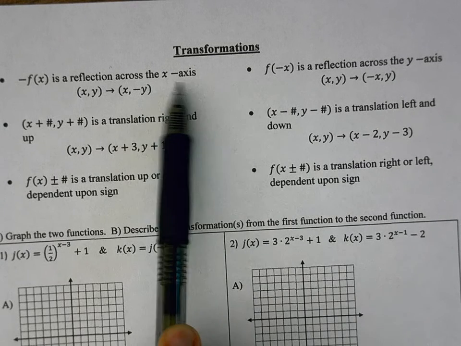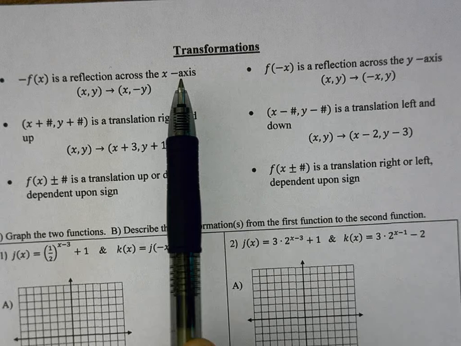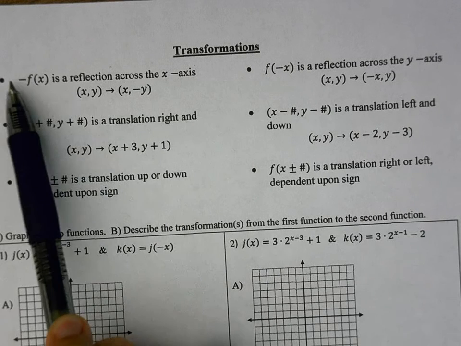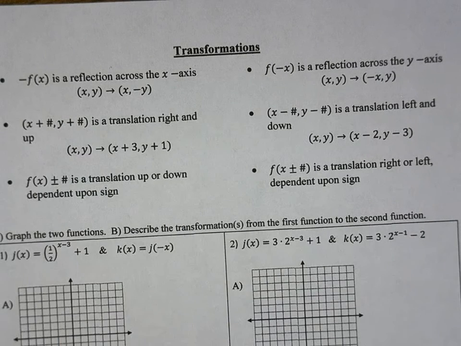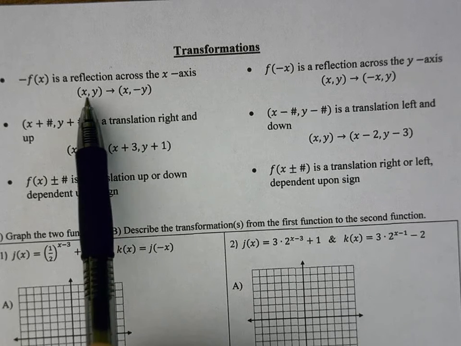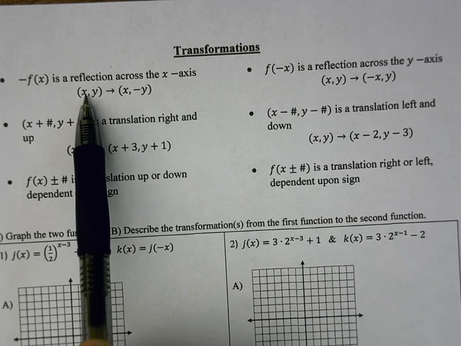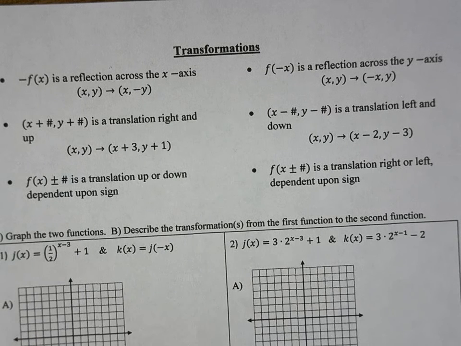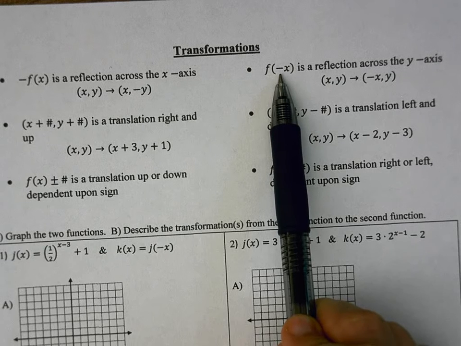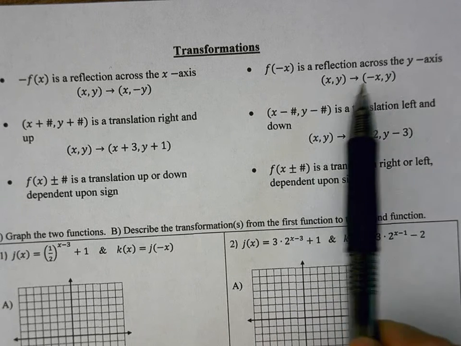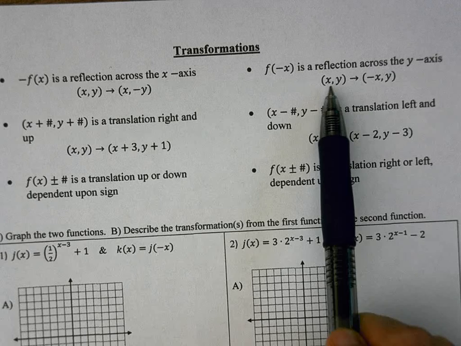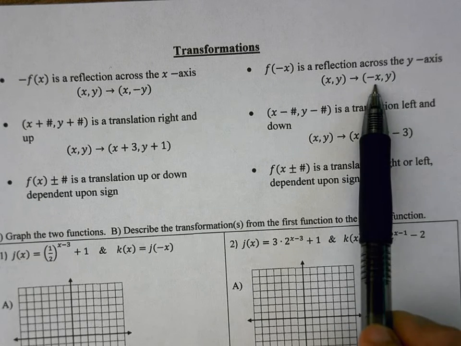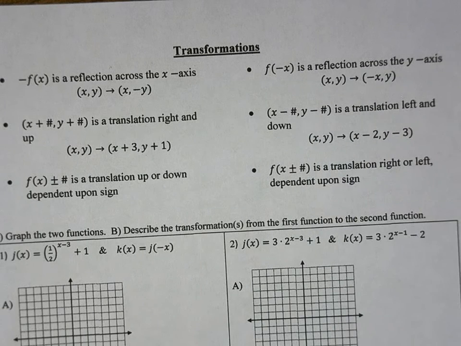When you are talking about reflecting across the x-axis in terms of a function, you would be writing negative f of x. And in terms of a coordinate rule, you would be writing the coordinate point (x, y) goes to (x, negative y). The reflection across the y-axis would be very similar. f of negative x would be the function notation, and the coordinate point rule would be the coordinate point (x, y) goes to the coordinate (negative x, y).